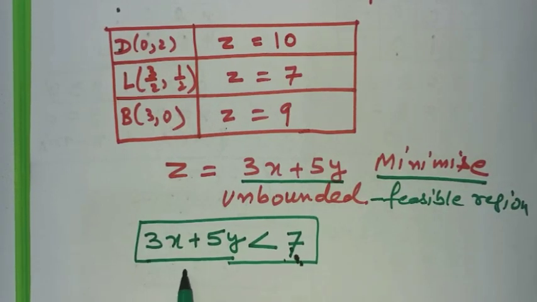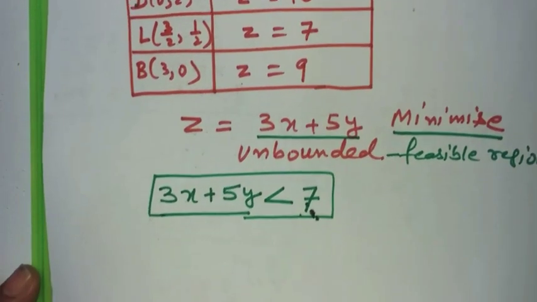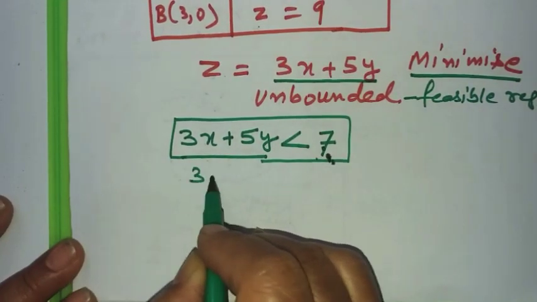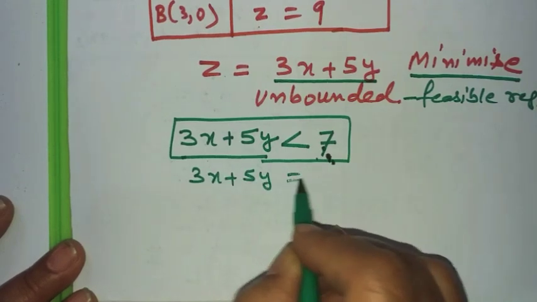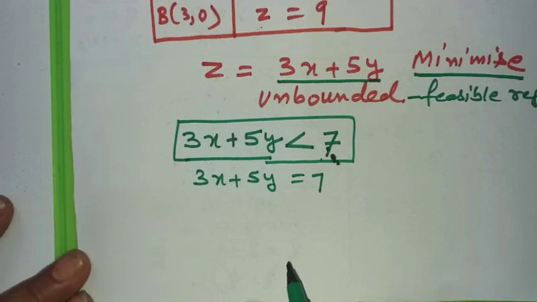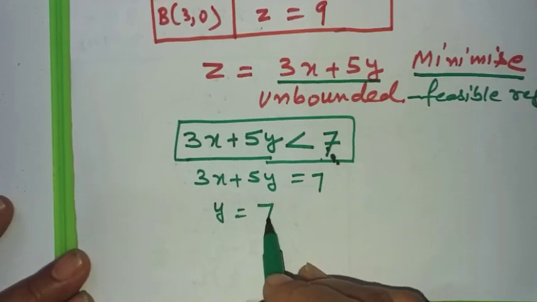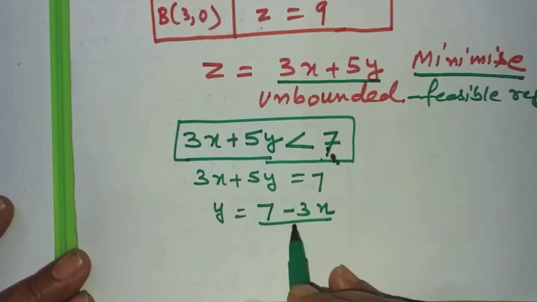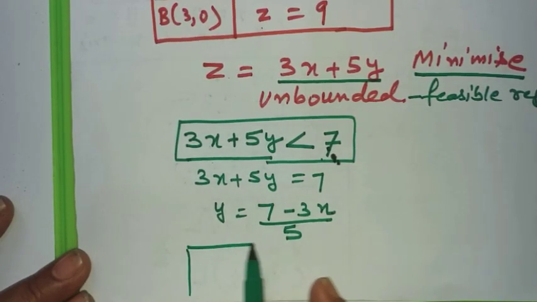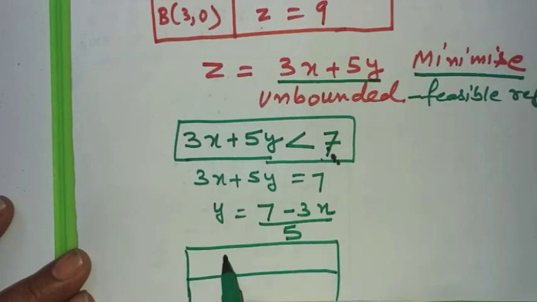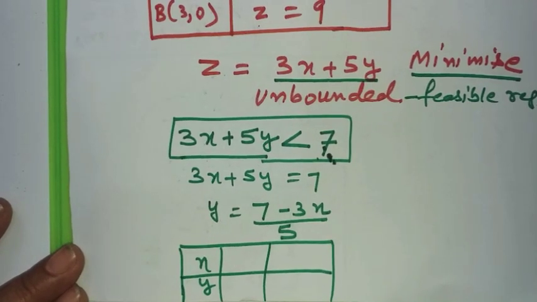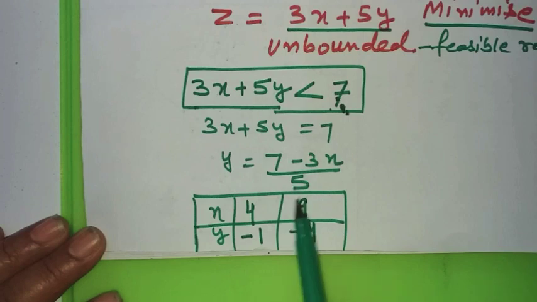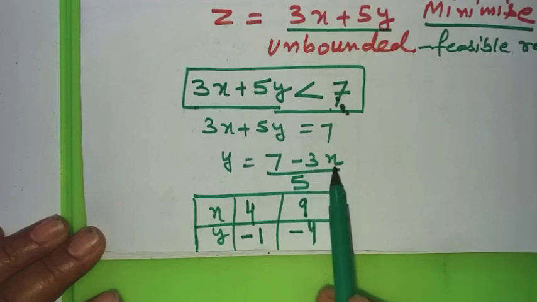Now I have to plot this inequality again on the same graph sheet. To plot it, I will write this inequality as an equation, and again I will form a table for this. I will try to get two values of x and y to plot this. If I take x to be 4, then y will be 7 minus 3 fours are 12, that is minus 5 by 5 is minus 1.